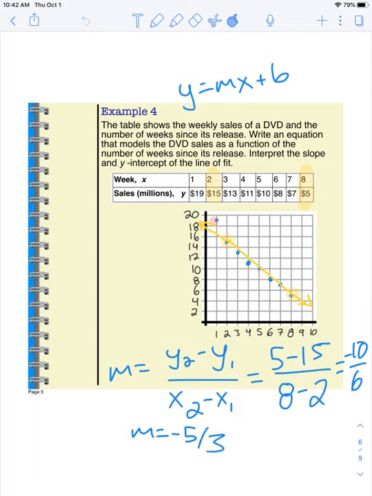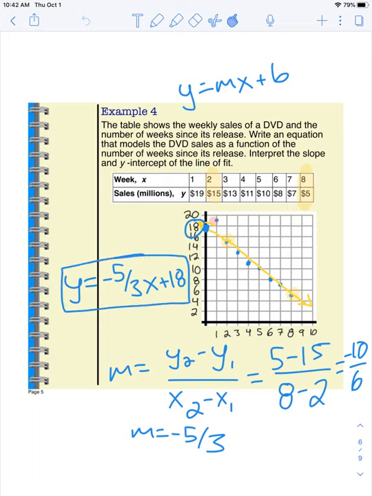All right, and then my y-intercept I can also estimate. It looks like it crosses about at 18 here. So I'm going to say b equals 18. So then when I write my equation, I'm going to have y equals negative 5/3 x plus 18. That is our line of best fit.